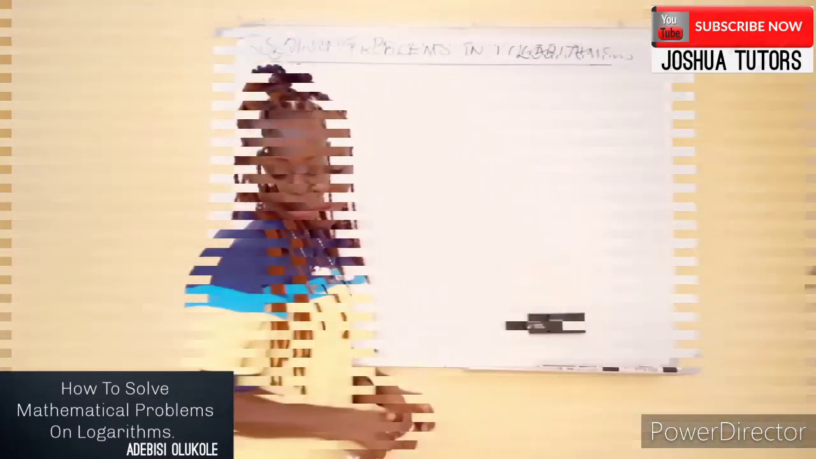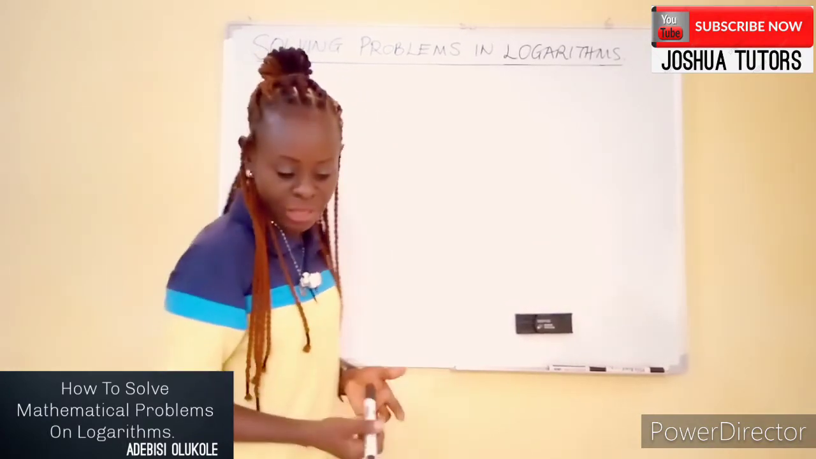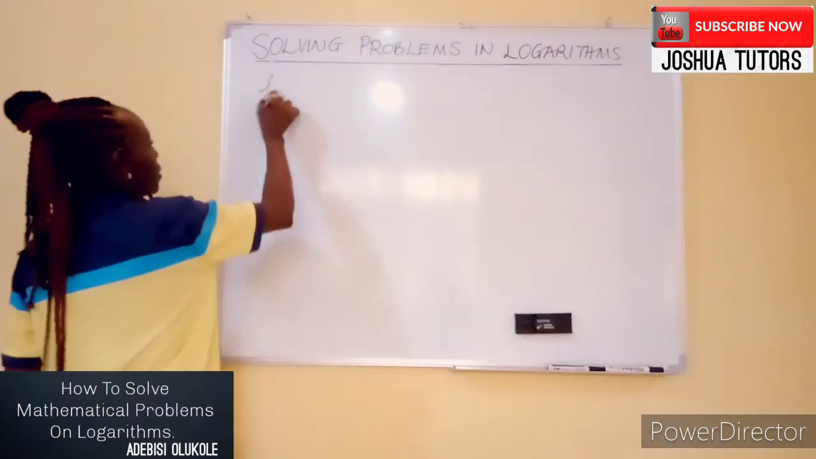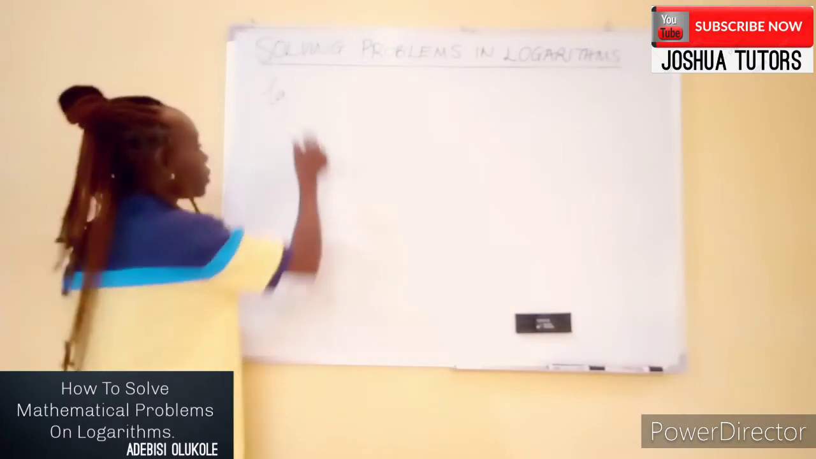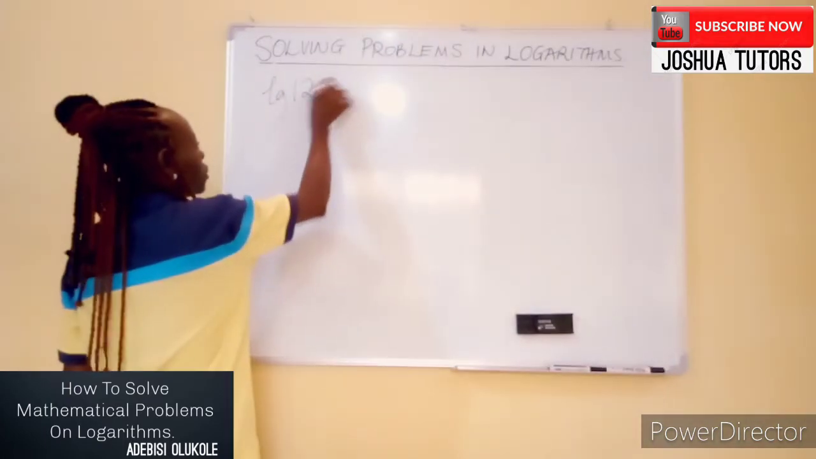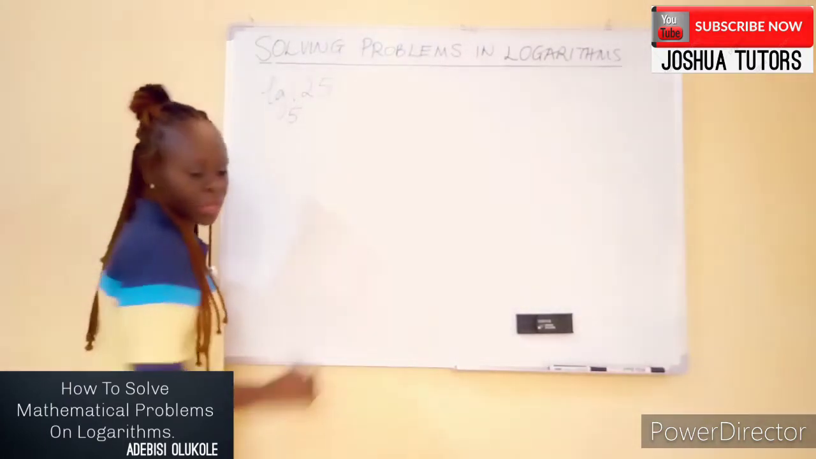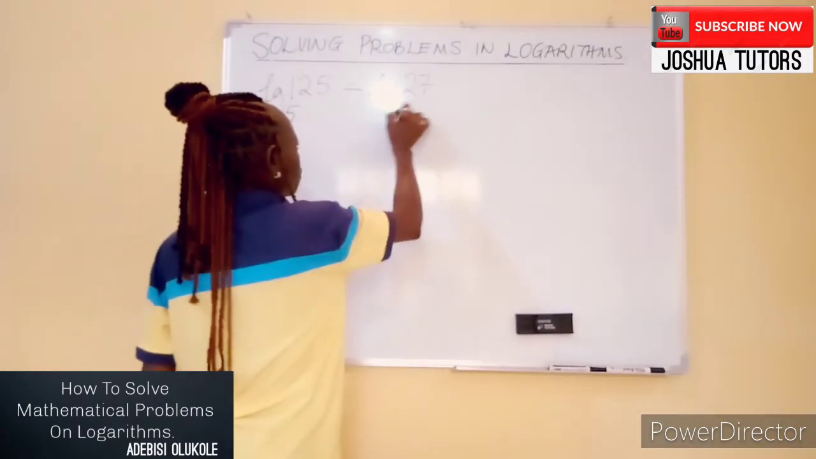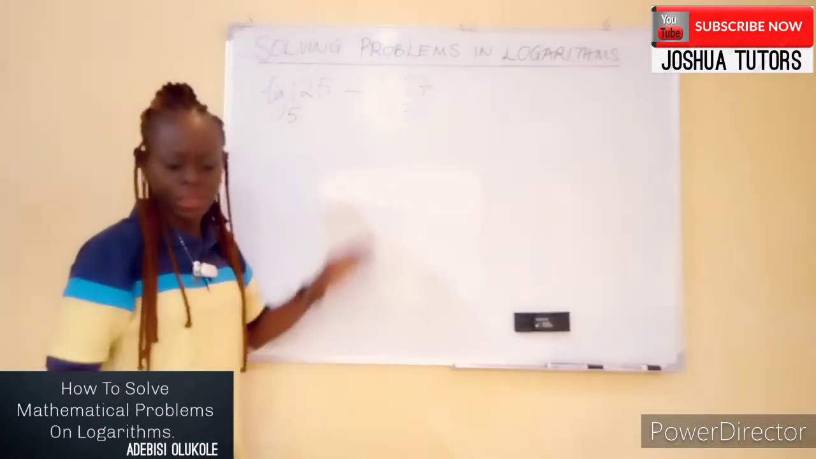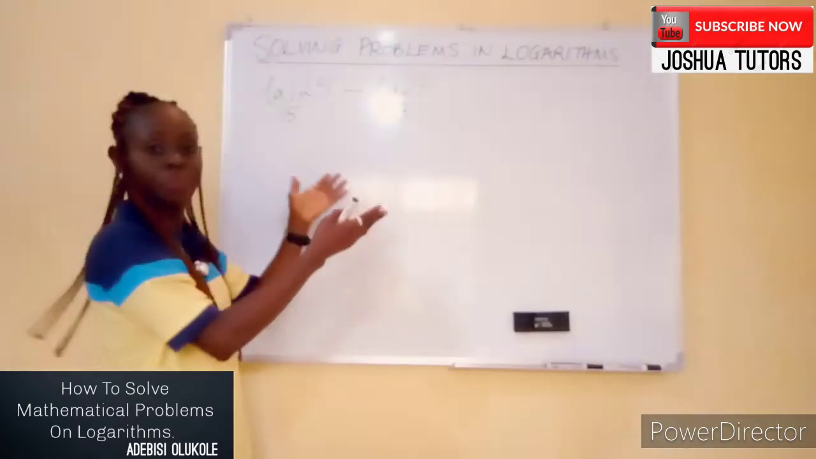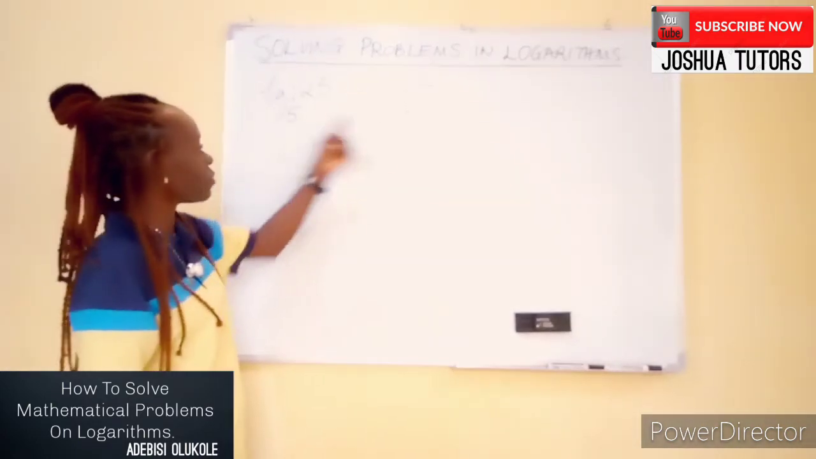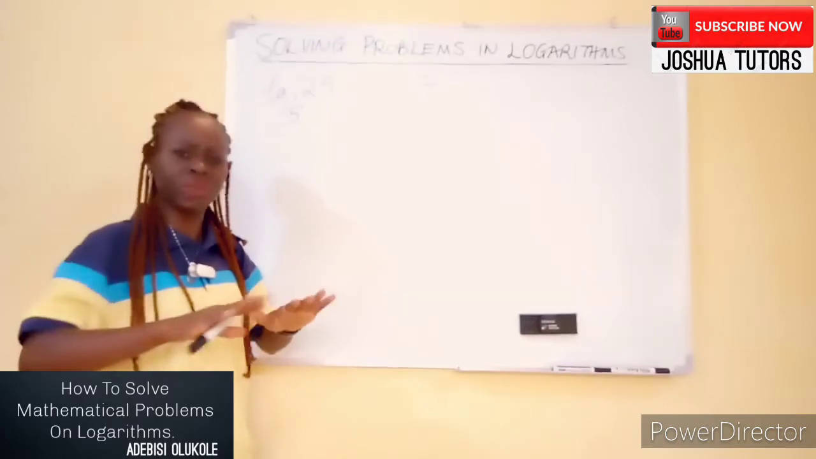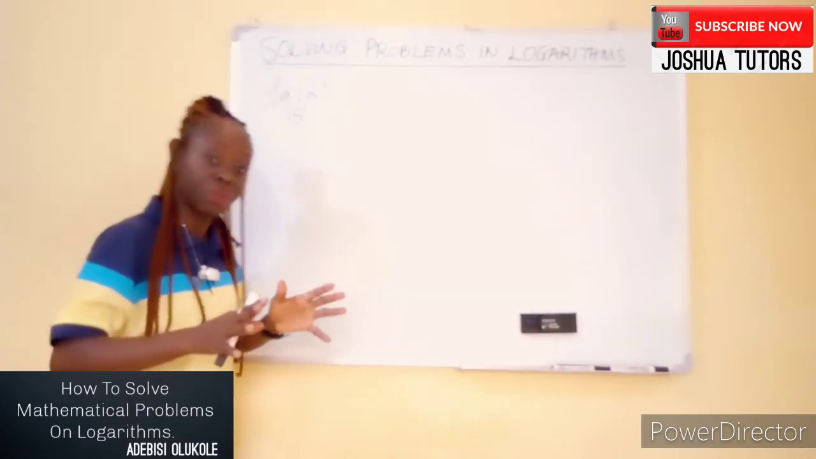So let's go. We have a question like this. These are likely exam questions. Log 125 to base 5 minus log 27 to base 3. And somebody is wondering, wow, this particular question, they don't have the same base. This is base 5, this is base 3. How do I handle this? Very simple. It's not something you should be afraid about.